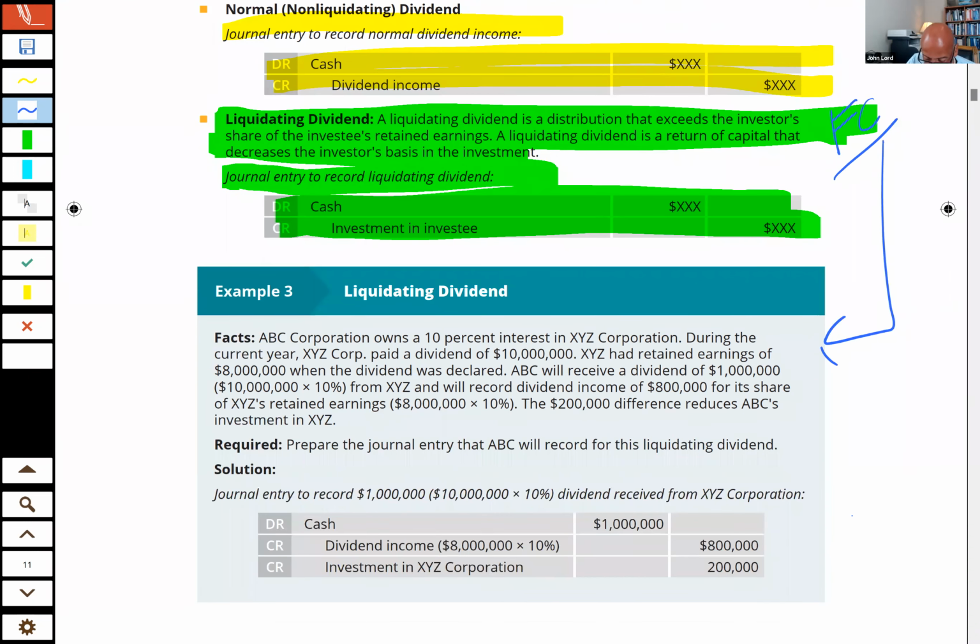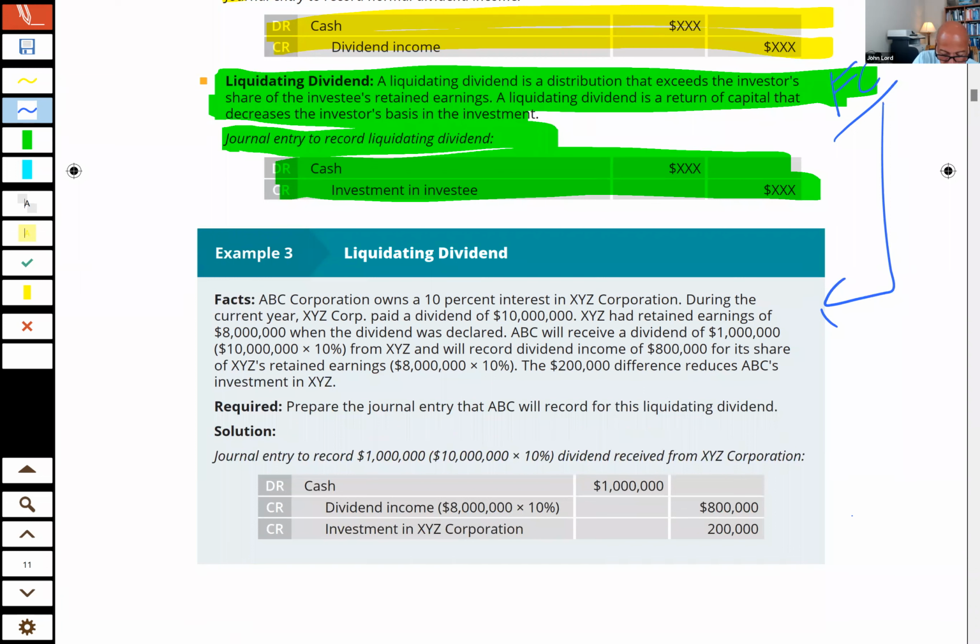I think you'll see this is pretty easy. So ABC Corporation owns a 10% interest in XYZ Corporation. During the current year, XYZ paid a total dividend of 10 million. XYZ had total retained earnings of 8 million when the dividend was declared. ABC received 1 million. That's the $10 million dividend times 10%. And will record dividend income for 800,000. That's 10% of the retained earnings.